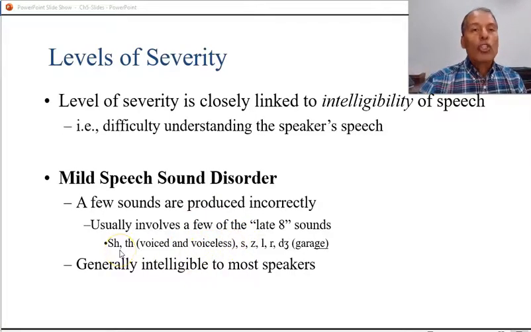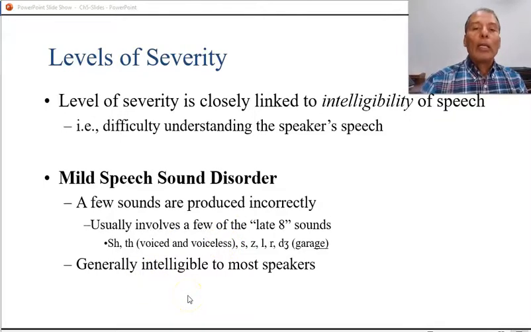For example, sh could become s, like show could become so. Th as in thumb could become tum. The voiced th, as in breathe or bathe, that is a voiced sound, and that also could be affected. The person might replace it typically with a d, as in feather becomes fedder, my father becomes my fadder. And then the s, the z, l, j. And so these are examples of the sounds that could usually be affected because they are later occurring sounds.